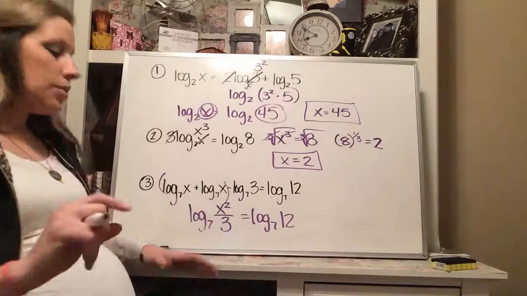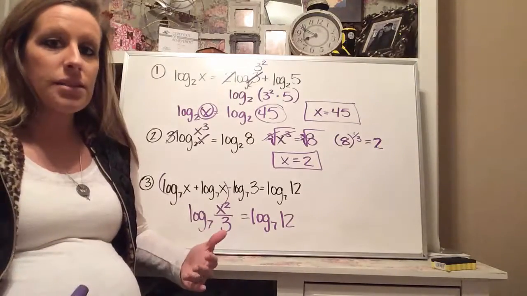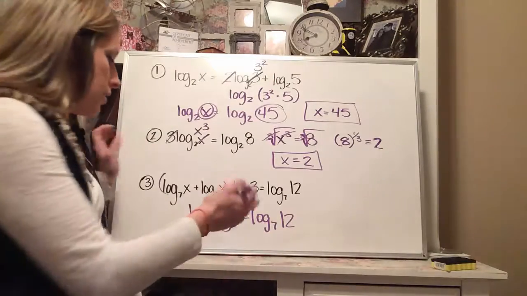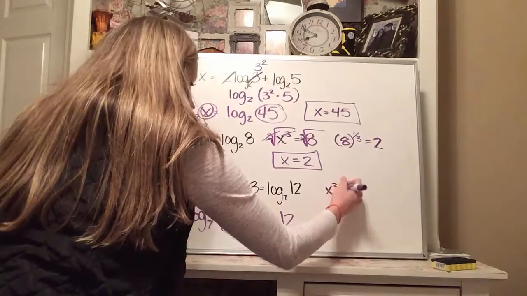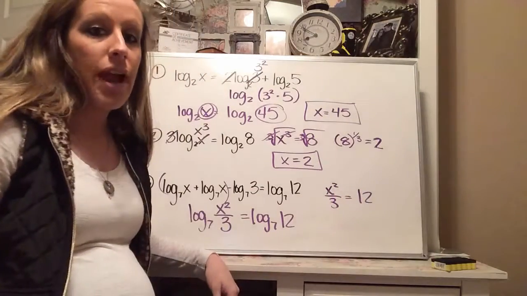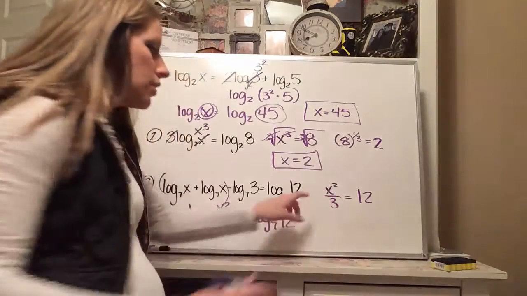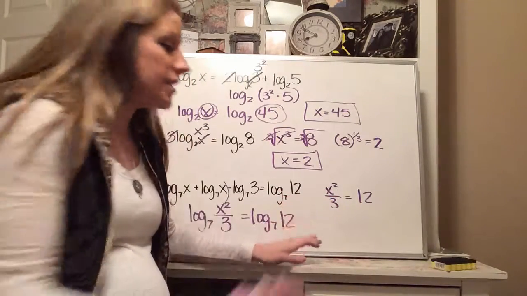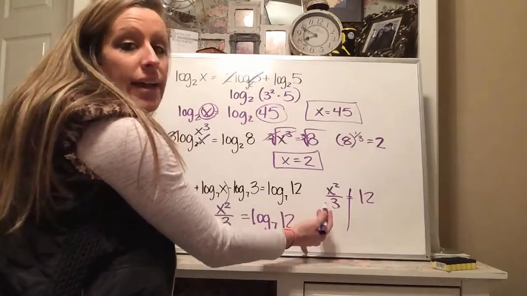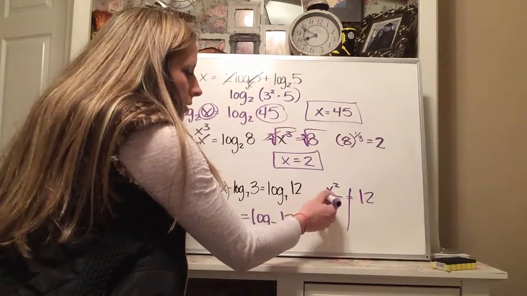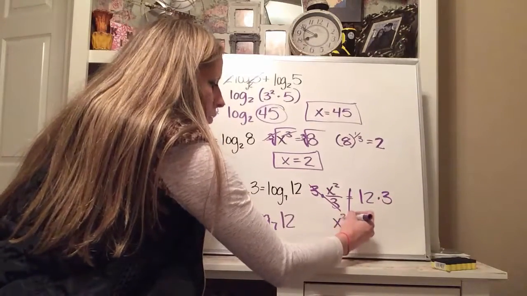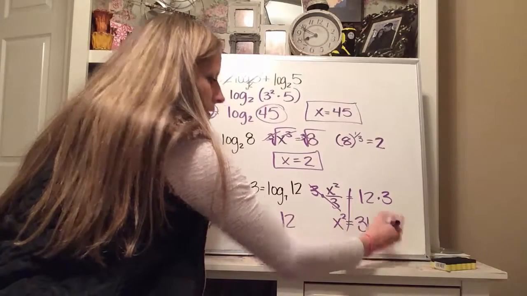Okay. So now that they're condensed, they're simplified as much as you can simplify them, I can set them equal to each other. So we have x squared divided by 3 equals 12. Okay, and I'm going to solve for x. So to solve for x, I need to get x by itself. The opposite of dividing by 3 would be multiplying by 3. Now I'm going to do that to both sides. So x squared equals 36.